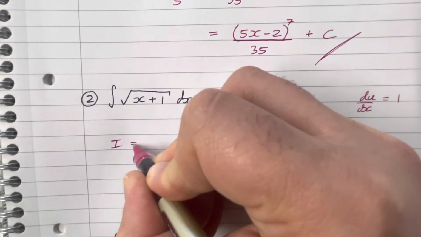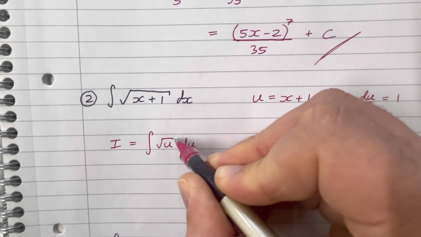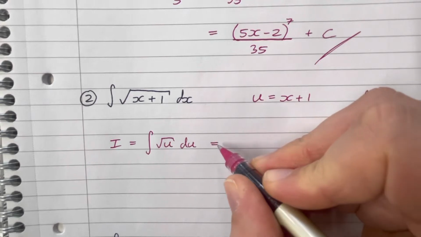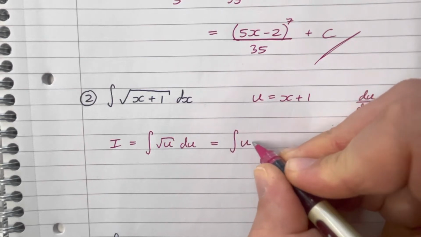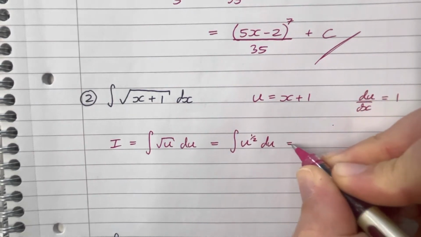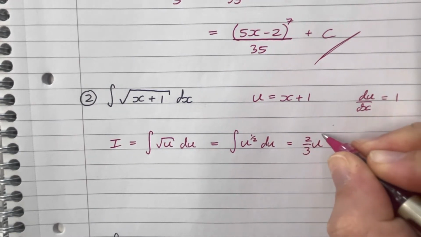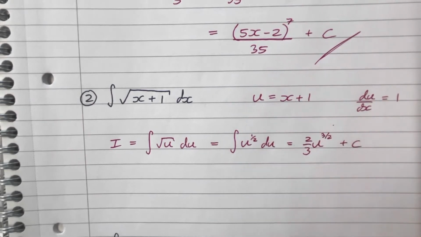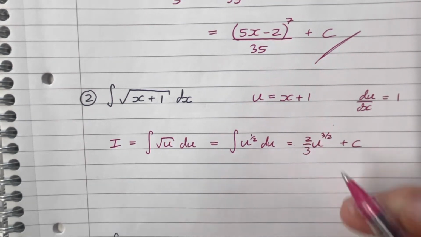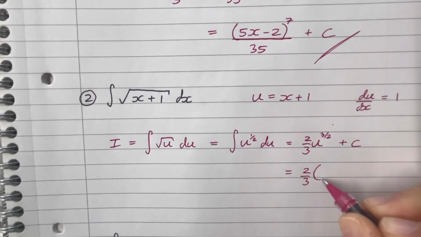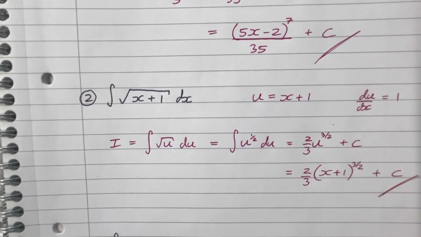So the integral becomes the integral of the square root of u with respect to u, because dx equals du. Don't forget that's u to the power of a half, so when I come to integrate it, I can apply the power rule, which is add 1 to the power, divide by new power. So it's going to be 2/3 u to the 3/2, and then plus c. Don't forget, I need to put it in terms of x, not in terms of u, so I must put my u substitution back in. So I get 2/3 x plus 1 to the 3/2 plus my arbitrary constant. And there we go, that's the answer.